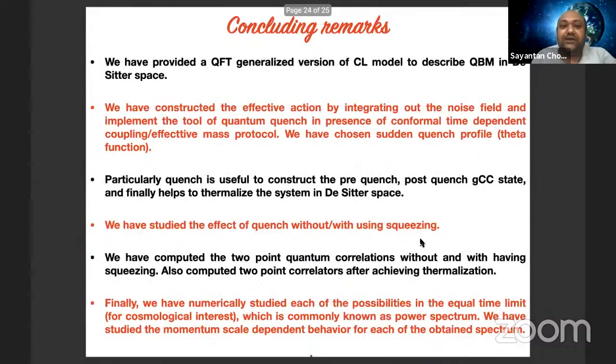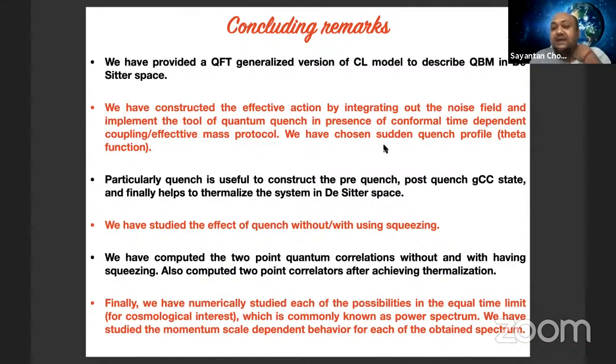Now the concluding remarks. We have provided in this analysis the quantum field theoretic generalized version of the Caldeira-Leggett model, which describes quantum Brownian motion in de Sitter space. We have constructed the effective action by integrating out the noise field and implemented the tool of quantum quench in the presence of a conformal time-dependent coupling or effective mass protocol.